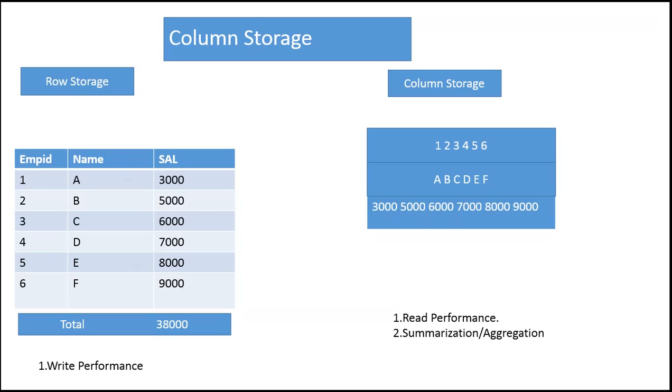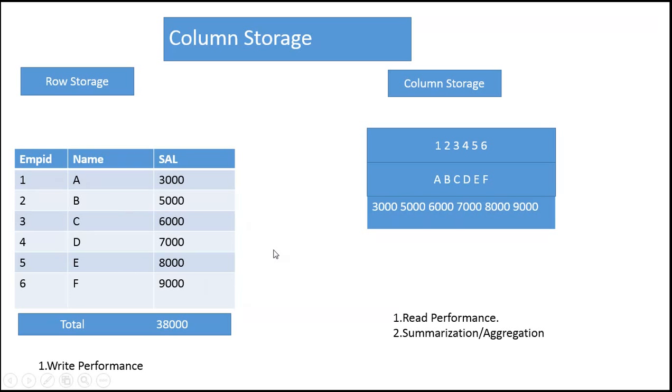My current requirement is I want to calculate the total employee salary. Using row storage, what happens internally? I need only the total salary. I don't want to see or display the employee names and everything. I need only the total calculation. If I use row storage, I need only one column, but here it scans employee ID and name also. Everything is scanned.